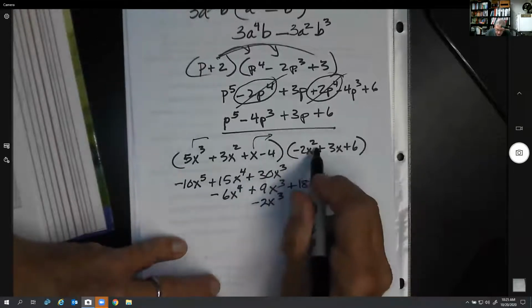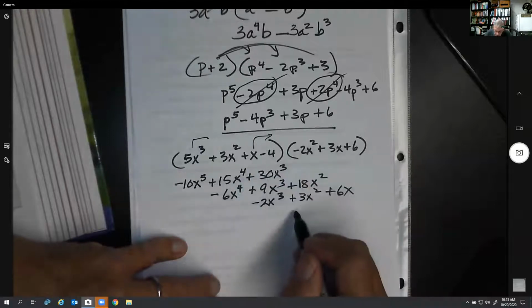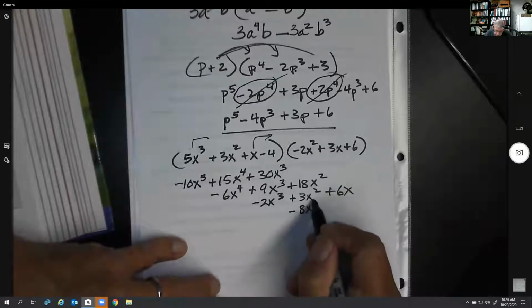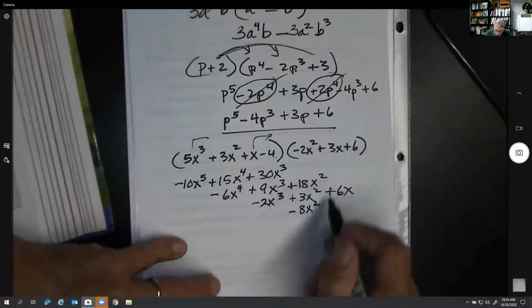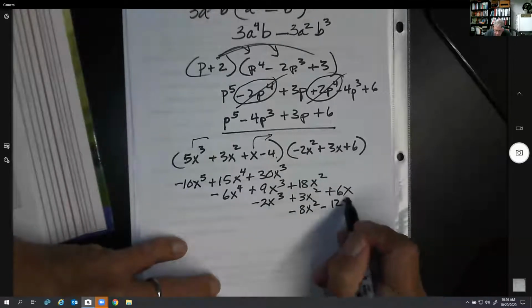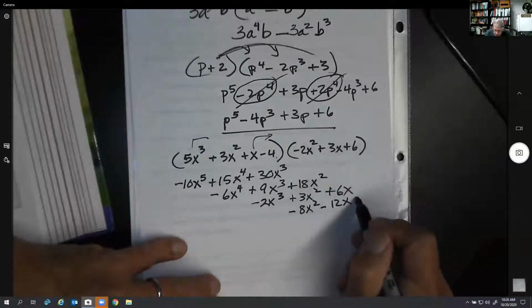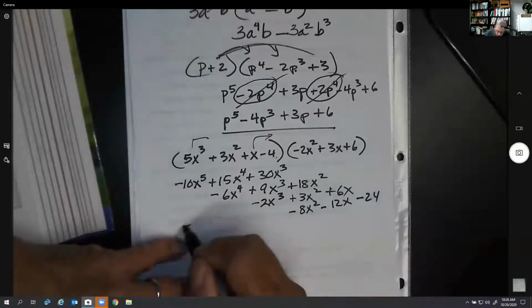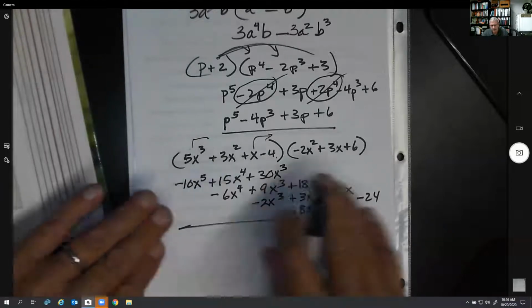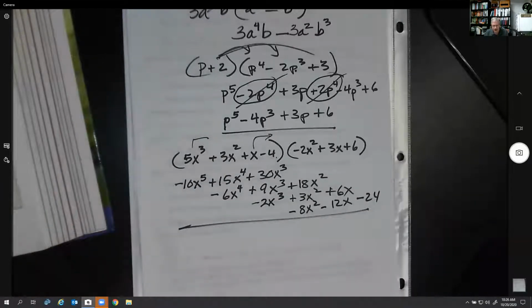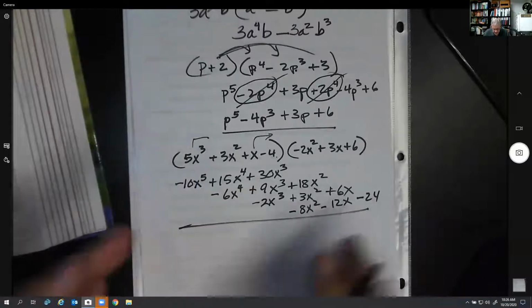Then finally I'm going to multiply by the negative 4. So I get a negative 8x squared and a negative 12x, and finally a negative 24. This way, instead of putting your problem all on one line, which wouldn't even fit on the paper, it's a little bit more organized, and it's all in descending order.